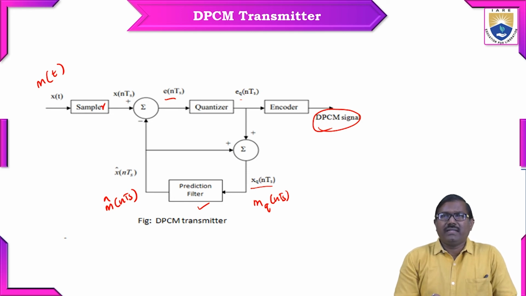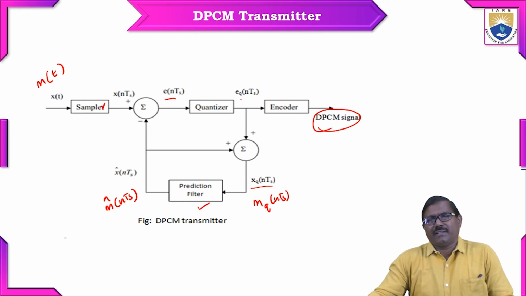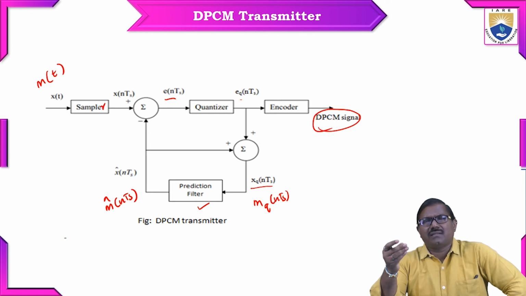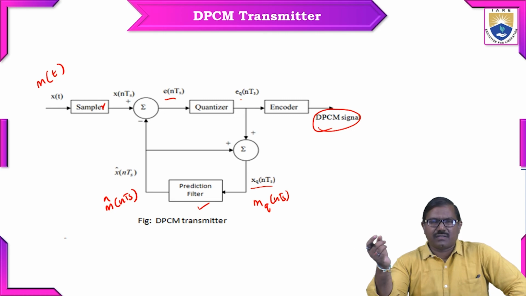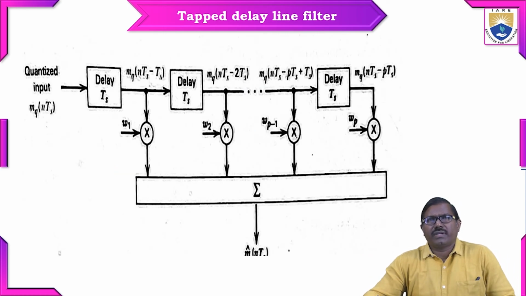Finally, whenever the error is reduced, error reduced means the predicted value is the same as this x of nTs, and this value is going to be quantized. That value is encoded into bits. Here we can see m_q of nTs, the quantized input, is given to the tap delay filter. W1, W2 up to WP are the prediction weights, and all those weights and the delayed inputs are summed. Then we get m cap of nTs, that is my predicted value.